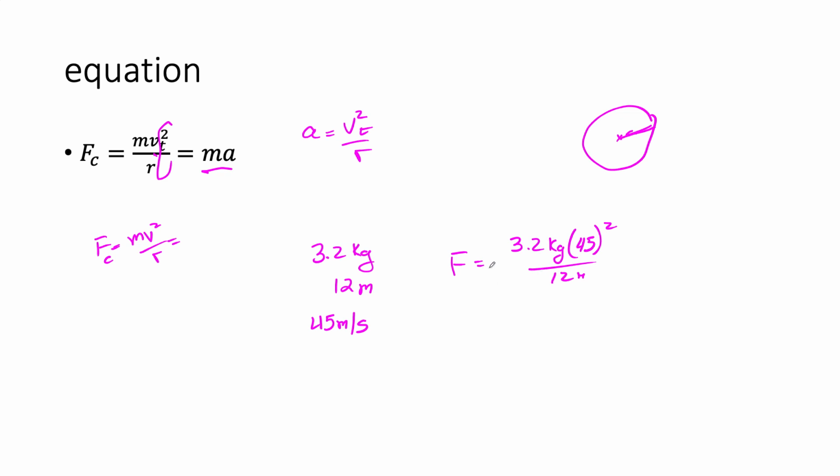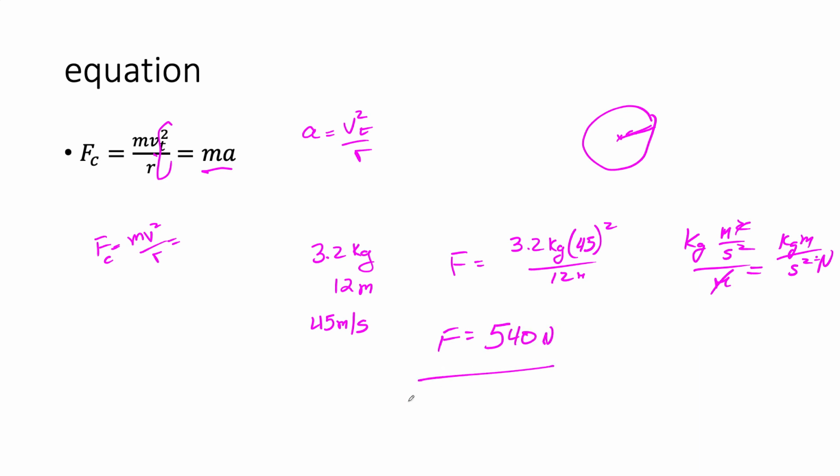Let's look at the units: kilograms, meters squared over second squared, divided by meters. One of the meters will cancel, so that's kilogram meters per second squared, which is equal to newtons, a unit of force. So force is equal to 45 squared times 3.2, divided by 12. And the force is 540 newtons. That's the answer for this problem.